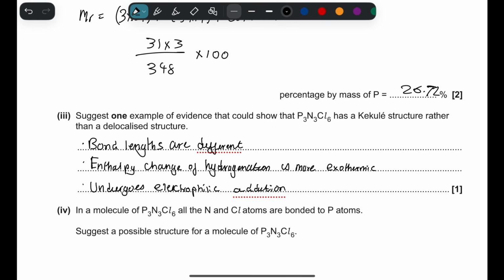Okay. Now it says give one example of evidence to show that this compound has a Kekule structure rather than delocalized. And again, you're just thinking, well, we know what the evidence for the delocalized structure of benzene is. So in order to represent the Kekule model, we're just going to say the opposite. Yeah, I hope that makes sense. For example, in the delocalized structure, it's electrophilic substitution, the bond lengths are all the same, and the enthalpy of hydrogenation is less exothermic. So you're just reversing those points. Yeah, pretty much that. Cool.